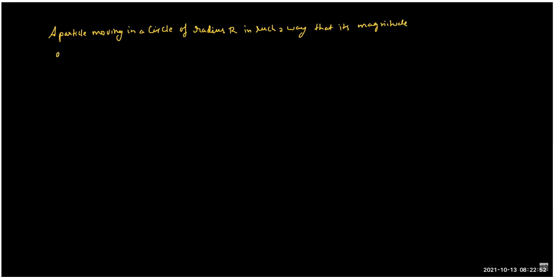Question is: a particle moving in a circle of radius r in such a way that its magnitude of centripetal acceleration is same as tangential acceleration.